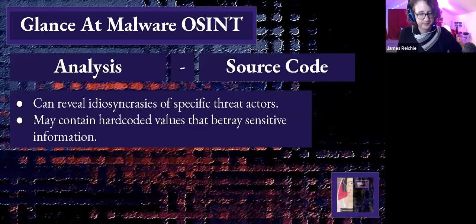Source code. I'm not going to get into doing static analysis and taking an executable and dumping it and reversing it and actually getting source code. I'm going to cheat a little bit here. With that previous sample that I mentioned, fox.exe, I used that vulnerability to actually get the Perl script out of it. So I got a Perl script out of it, and we're going to look at the source code of that Perl script. Why? Because source code can reveal idiosyncrasies of specific threat actors.